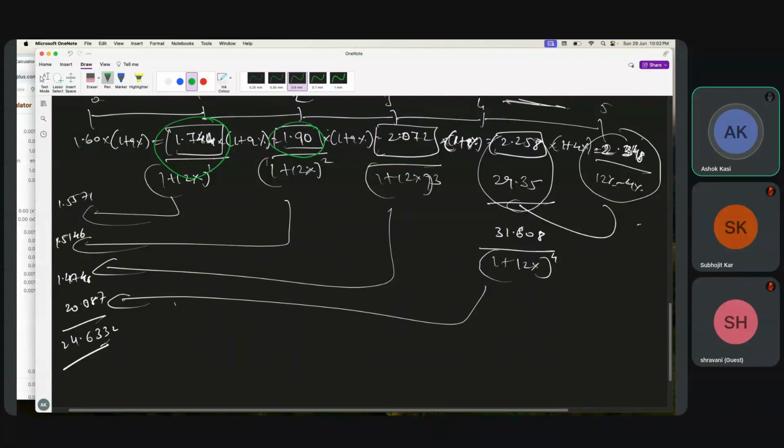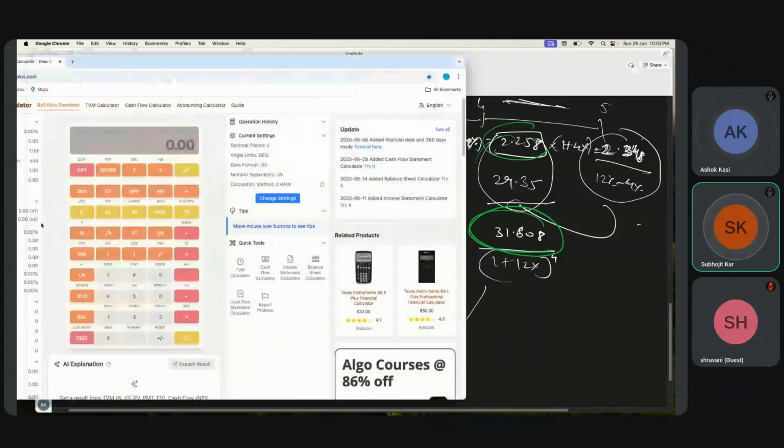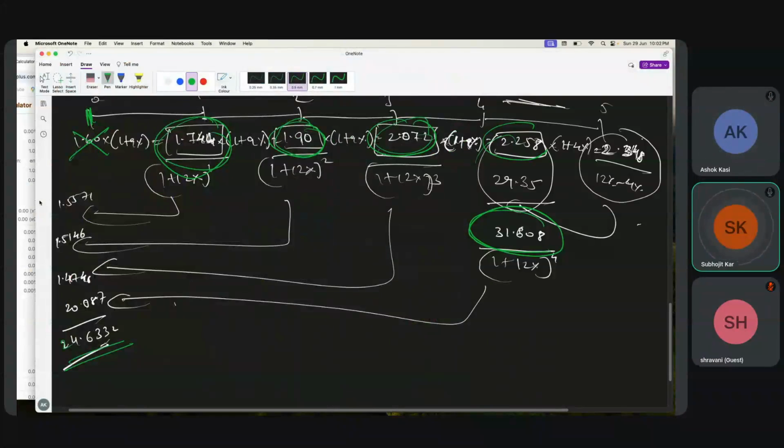1.744, 1.90, 2.072, and 31.608. So right now it is zero amount because we are not going to consider this one. Based on all the expected cash, we are finding the present value. We won't feed in 1.60 in CF0, right? Because based on all the expected value only we are finding the present value. 1.60 is not the expected value.